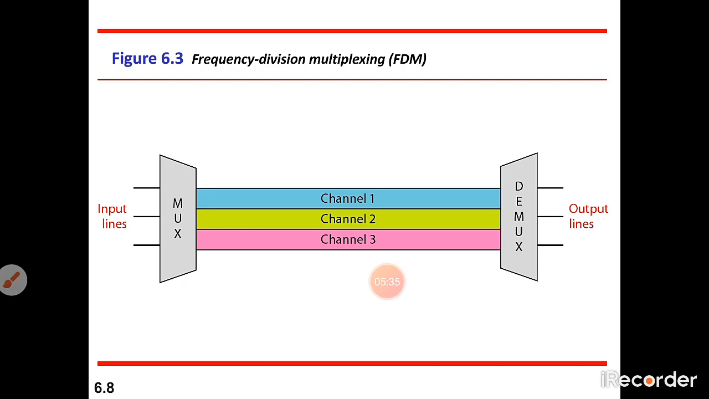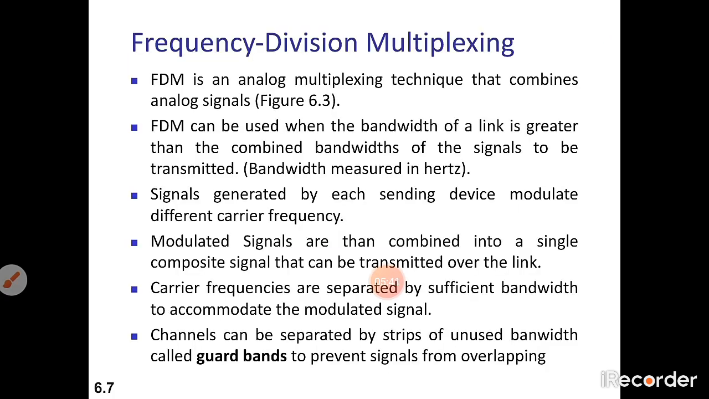Okay, so that is what we call multiplexing, or frequency division multiplexing. Here FDM can be used when the bandwidth of the link is greater than the combined bandwidth of the signals to be transmitted, as we already discussed. When the bandwidth of the link is greater than the bandwidth of the signals to be transmitted, the extra bandwidth is wasted. So at that time we have to use frequency division multiplexing.